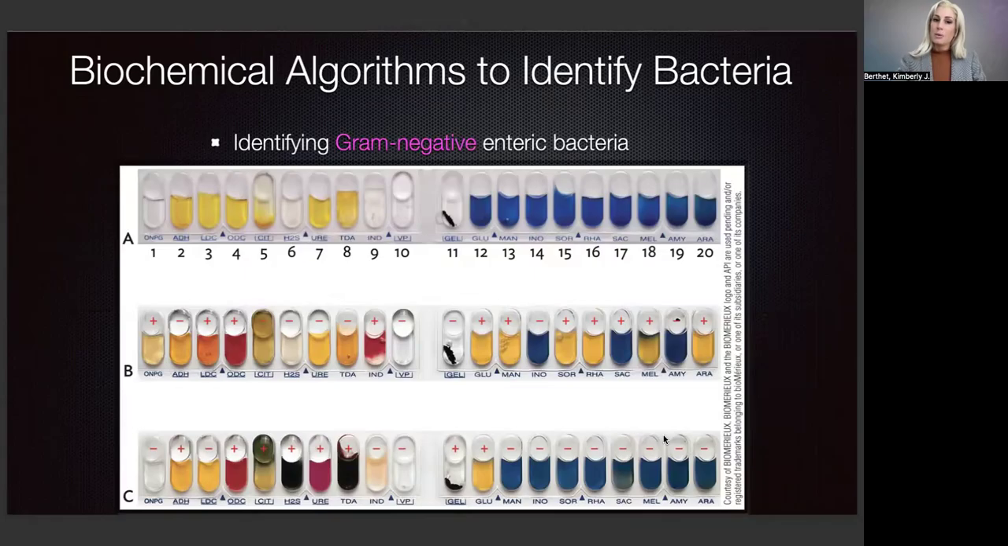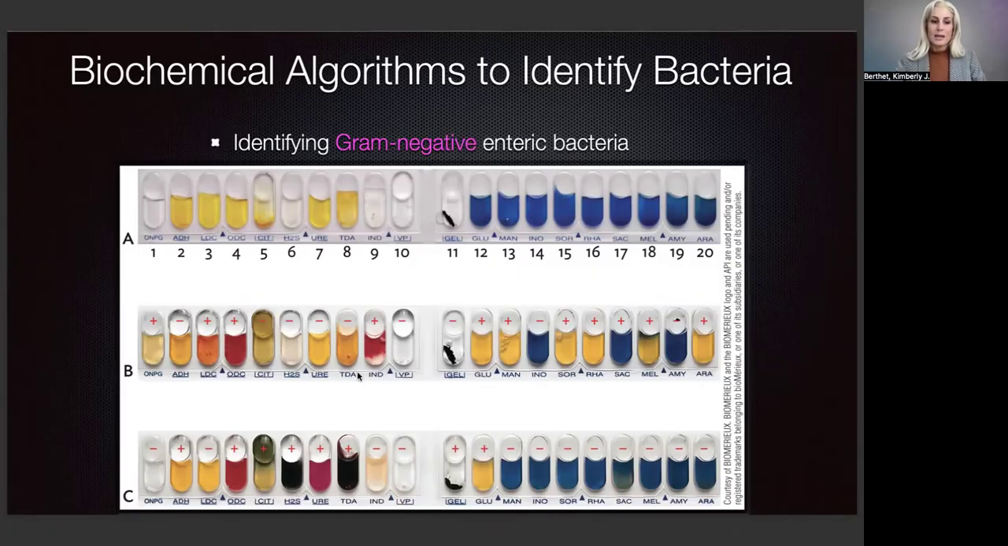Okay. Looking at the algorithms to identify them, we have to gather the data first. What we see in this image here is the typical assessment, the biochemical tests that can be done in lab to identify a microorganism. Here we can look at identifying a gram-negative enteric microorganism, one from the gastrointestinal tract. Here we see different tests like indole, VP, urea, hydrogen sulfide, citrate, glucose, mannitol, sorbitol, arabinose, gelatin. So we have all these different types of tests on these test strips.